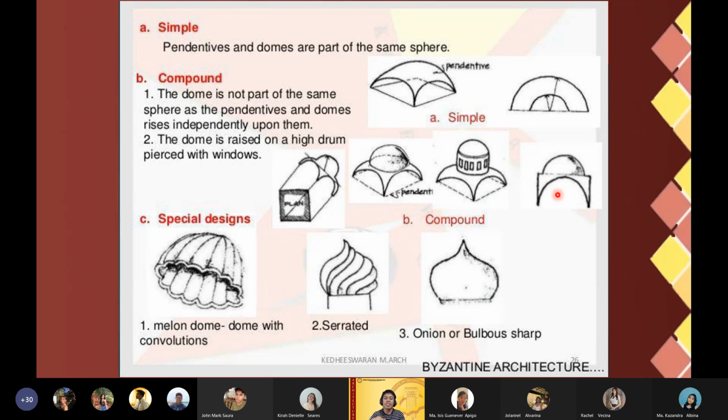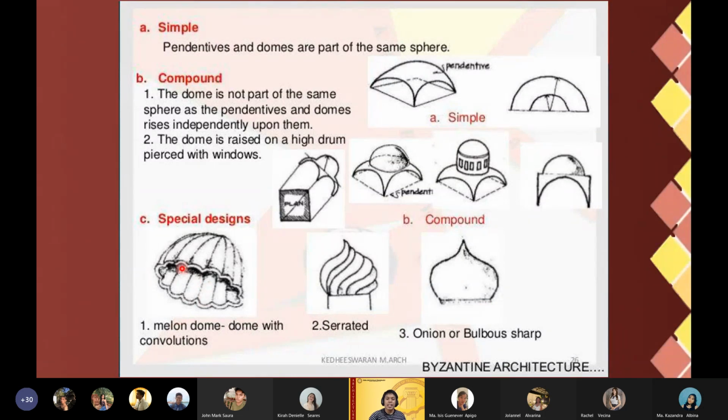So later on, we will discuss that. How did the Pantheon influence Byzantine architecture? Remember, the Pantheon in Roman architecture, the one with the inscription, Agrippa's name written on the front side.